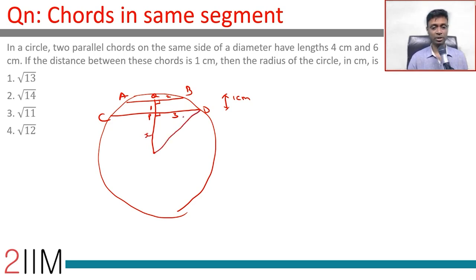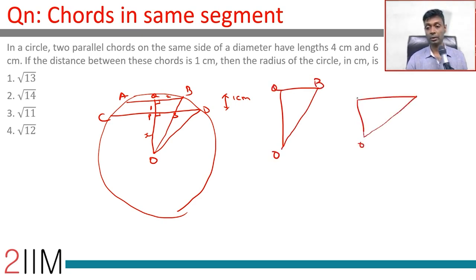Very simple question. Anytime you have any of these questions with chords and circles, draw a line from center to the end point of the chord. Draw a line to the midpoint of the chord. You get right angle triangles. When you have two right angle triangles, OQB and OPD. If this is X, this is 3, and this is R. This is radius, this is 2, this is x plus 1.